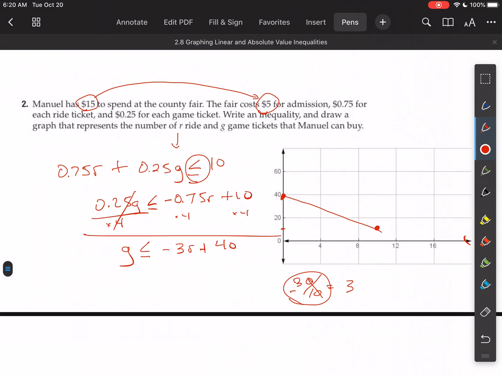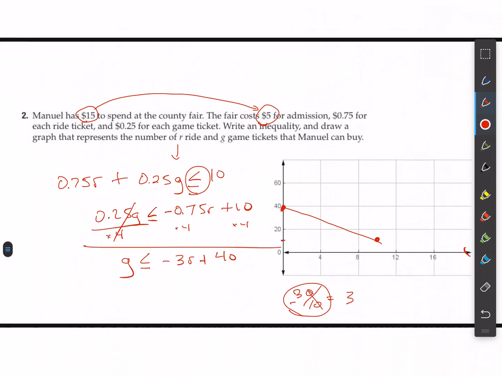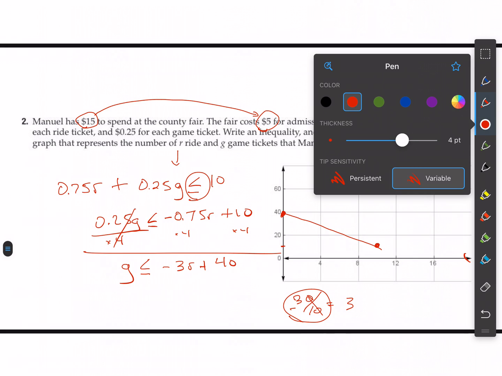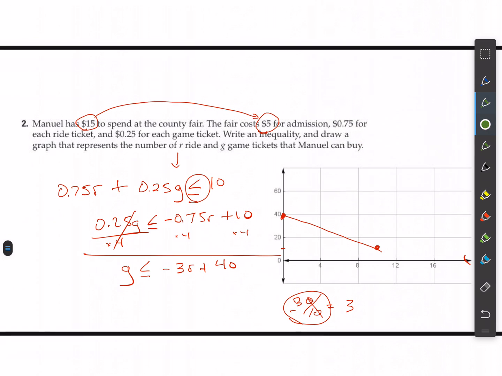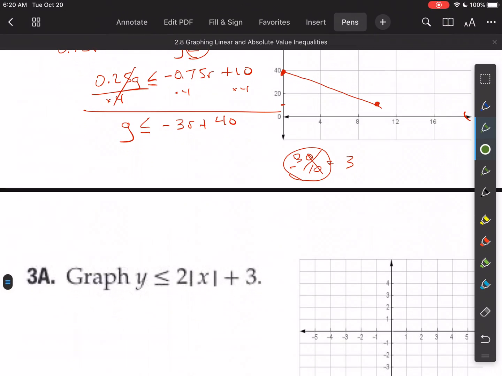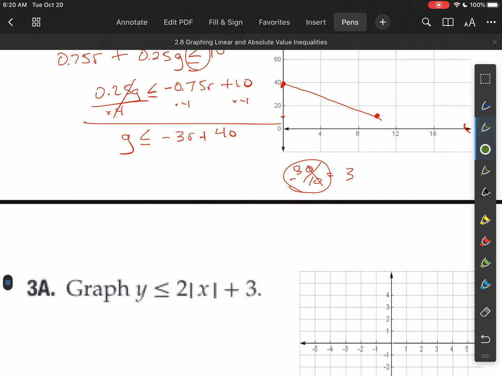For some reason, they're not letting me draw over there. Weird. Maybe if I switch colors. I don't know. For some reason, I can't draw all of a sudden. Okay, see if we can figure this out. There we go. Okay, sorry for that, guys.